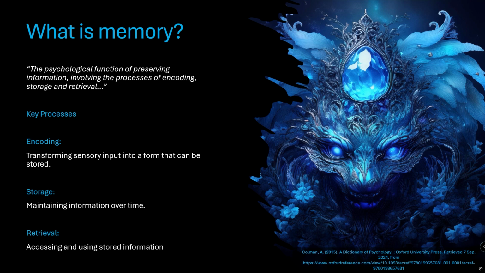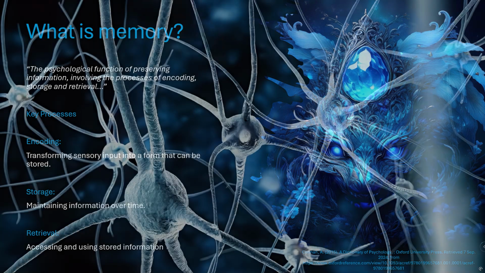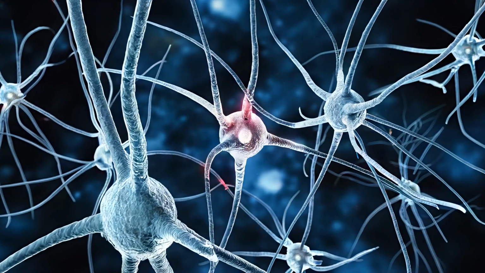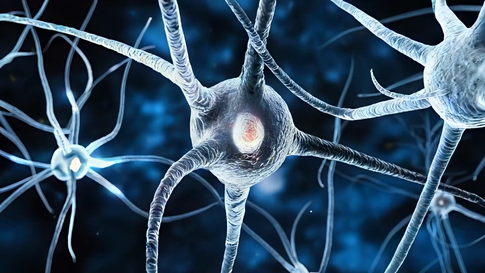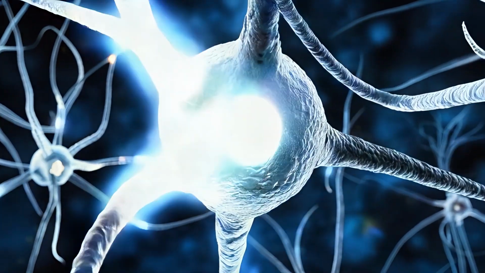So in essence, encoding is when we take in that information through our senses, so it could be through our sight, smell, taste, and touch, storing it, so holding it in a space which is in our memory, and then retrieving it, so going and getting it when we need it.